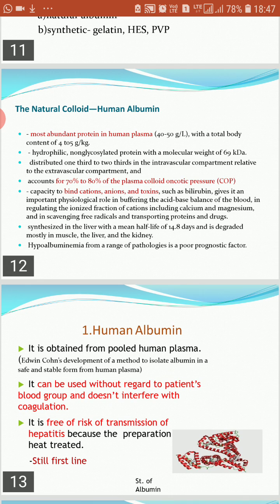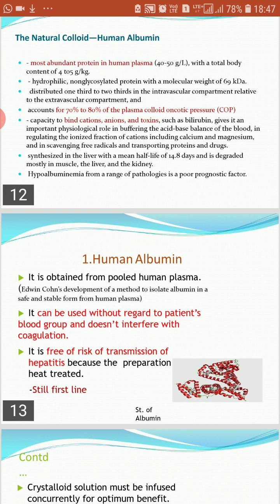So the basic features, if we summarize about albumin: it is the most abundant protein, responsible for 70 to 80% of the oncotic pressure. It has other advantages also for buffering the acid-base disturbance and as a prognostic factor of liver function, and it is longer acting. Human albumin, when we give it as an expander, is obtained from the pooled human plasma. We separate it from the pooled plasma and then it can be used without regard to the patient's blood group. This is the main advantage. We don't have to look for the matching of the blood group.